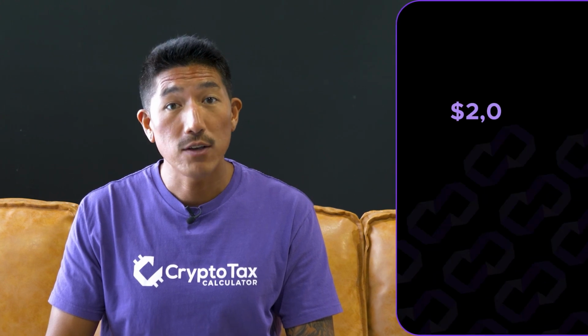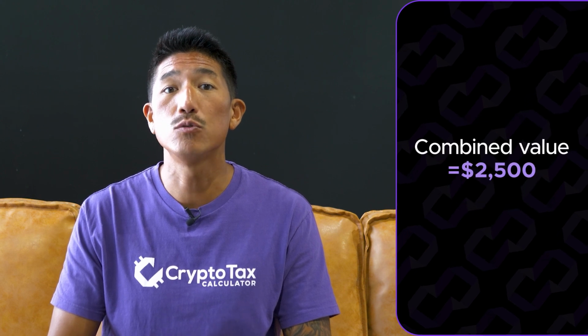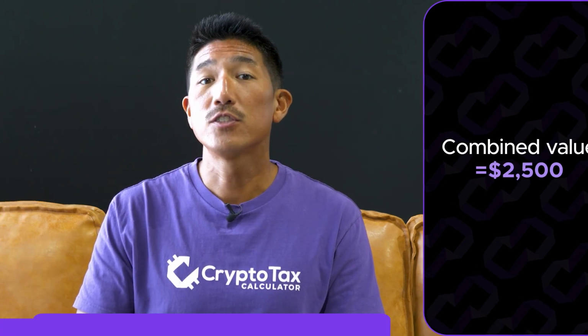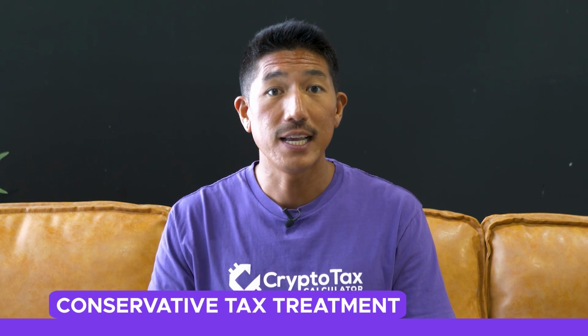Imagine you spend $2,000 to acquire some ETH and some stablecoins. At some point in the future, you decide to deposit them into a liquidity pool. At the time you deposited them, their combined value had risen to $2,500. The conservative tax treatment would be to treat this deposit as taxable. The gain will be calculated by taking the cost basis of the assets you disposed of, $2,000, and subtracting it from their market value at the time of depositing them, $2,500. This gives you a gain of $500.